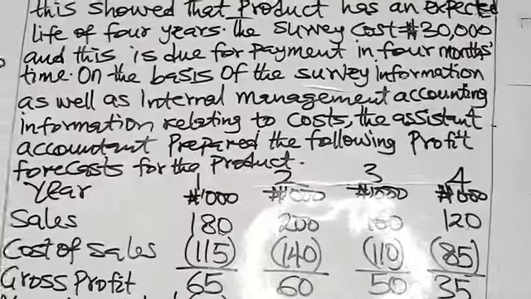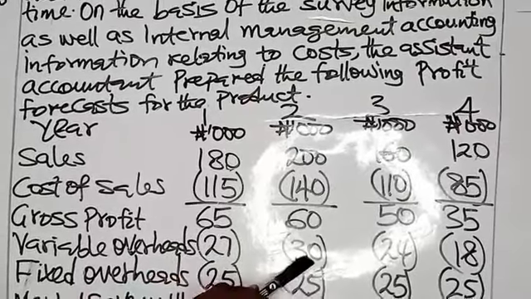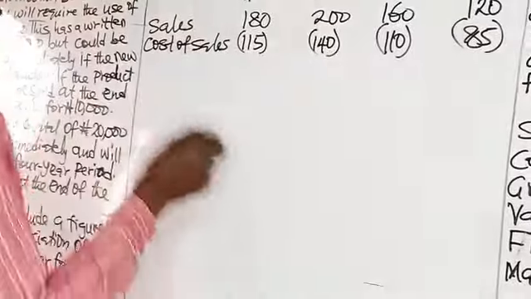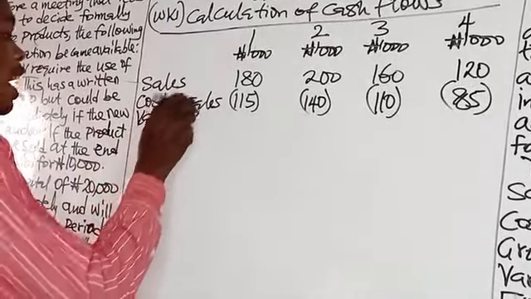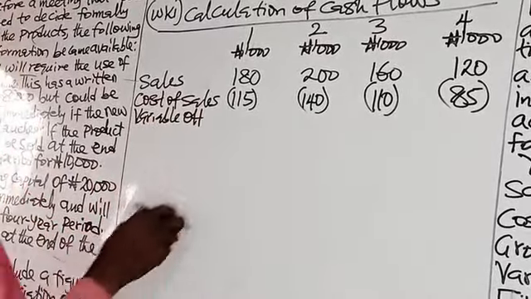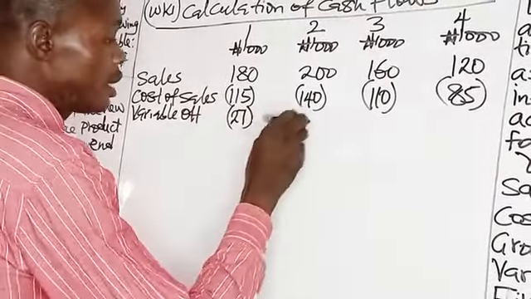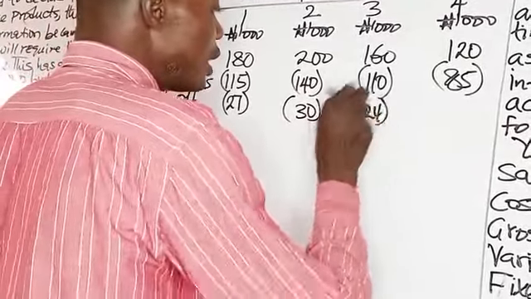Then we have variable overheads, 27, 30, 24 and 18.